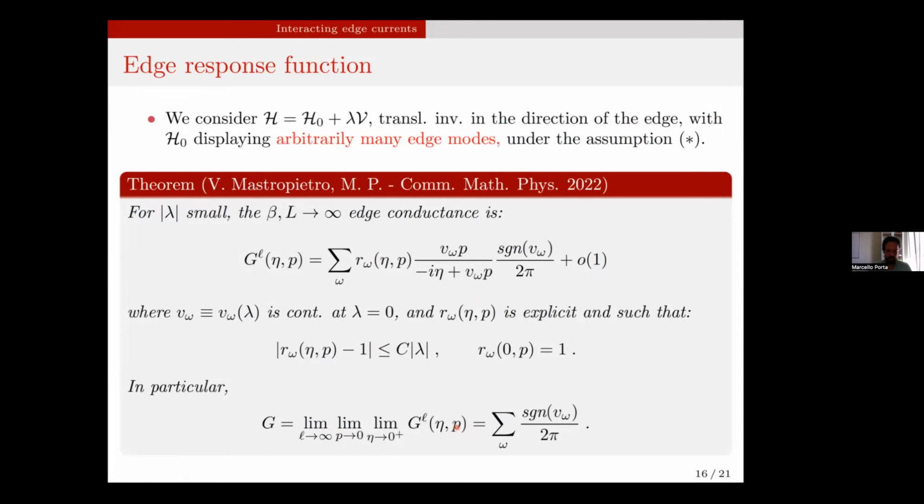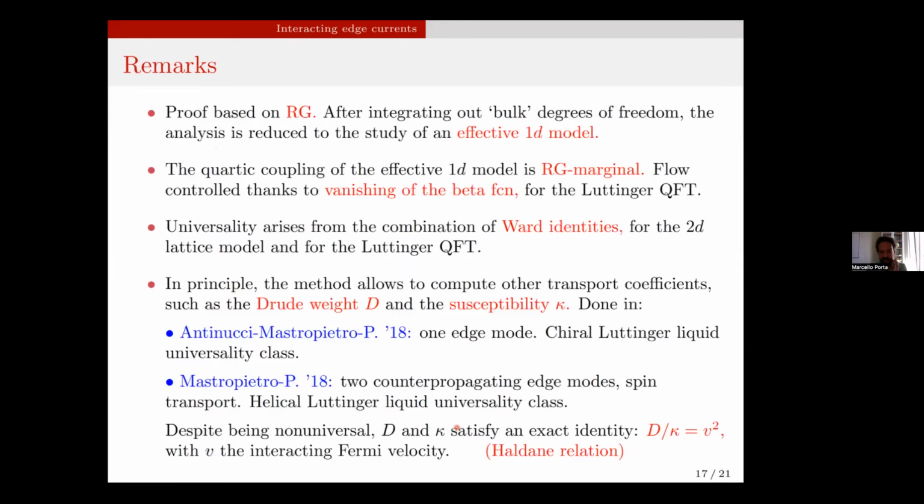Okay. So the RG analysis gives you good quantitative understanding of the scaling limit of correlations, but then universality arises from conservation laws, and that's in fact the last part of my presentation. The method is robust enough to compute other transport coefficients like Drude weight and susceptibility, and this is something that we did in more restrictive settings in the past, and nice results can be proved. However, I prefer not to comment on that. I can do it, of course, if somebody asks.